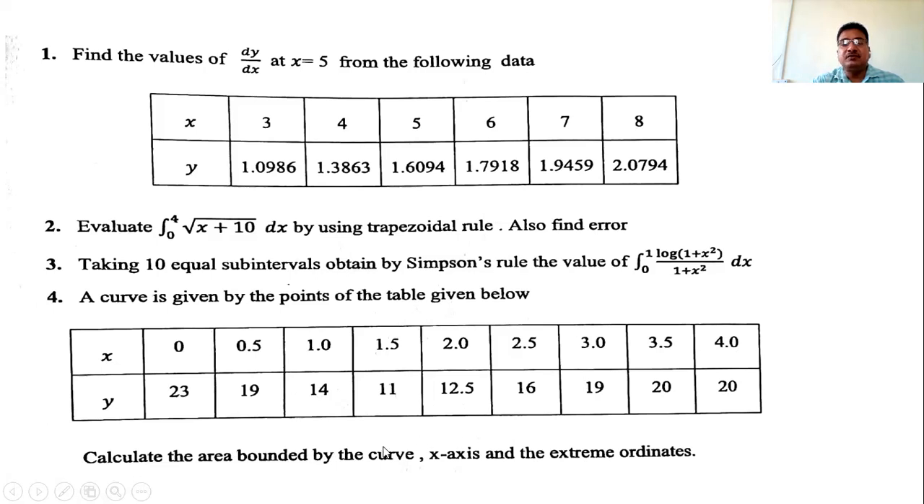So what we have to find in this problem is the integration of y dx from 0 to 4. Name these points y0, y1, y2, y3, y4, y5, y6, y7, y8. So what is the number of subintervals? 1, 2, 3, 4, 5, 6, 7, 8, 9. 9 ordinates means the number of subintervals is 8. So we can apply the trapezoidal rule or Simpson's 1/3 rule.